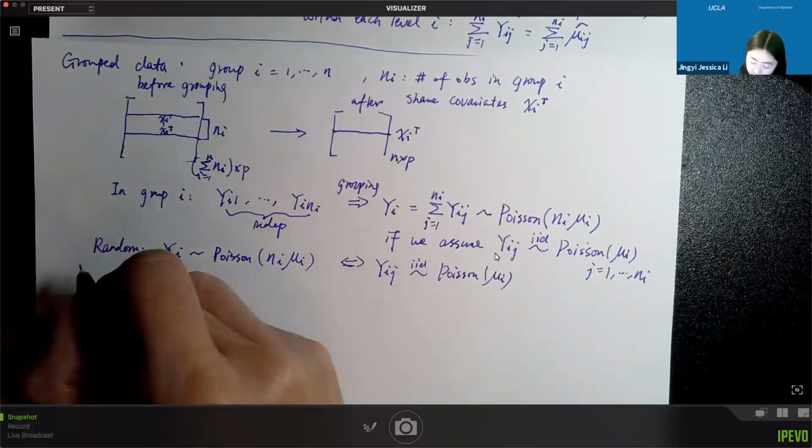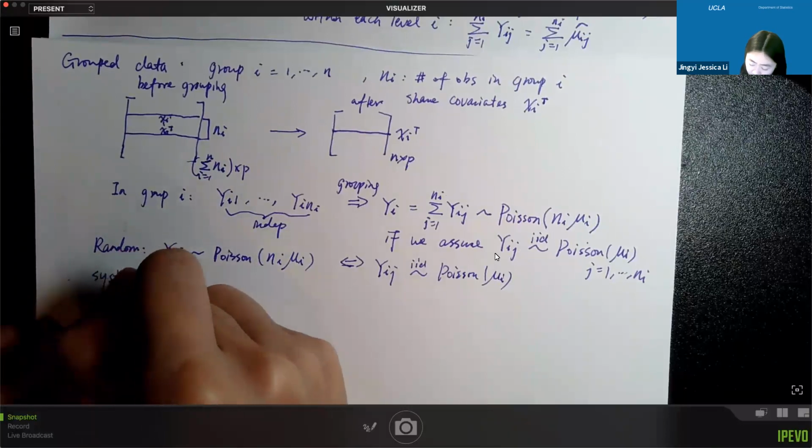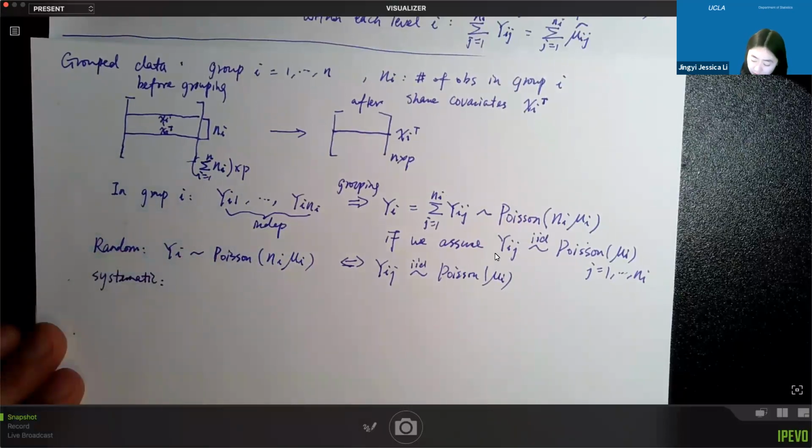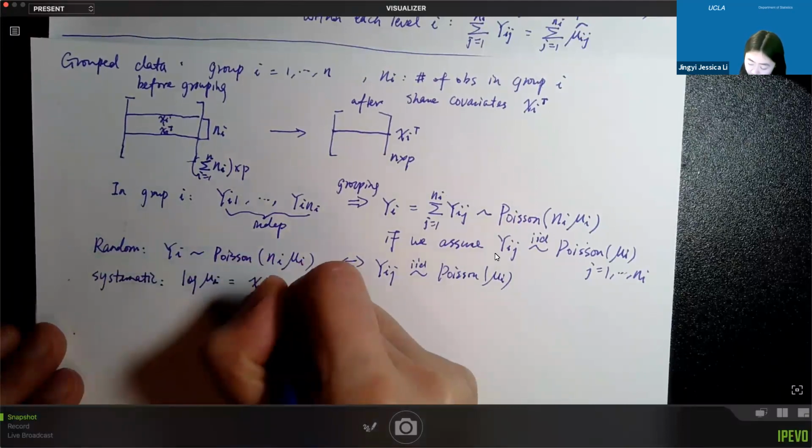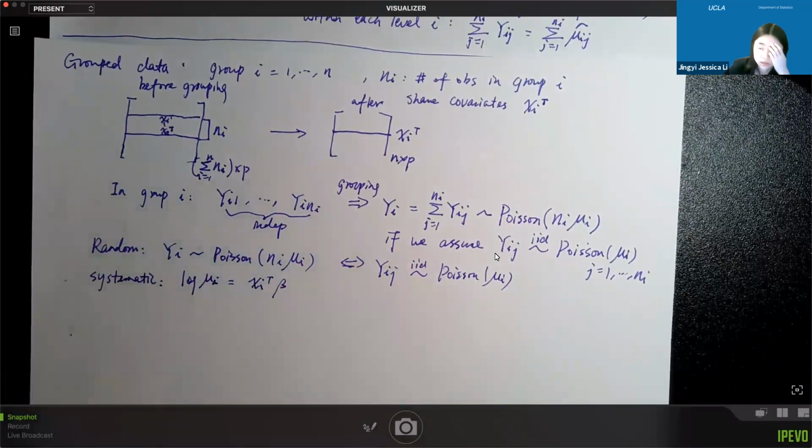And for the systematic structure, I use the same as the one for individual data, so still log mu_i equals x_i transpose beta. This also stays. Okay, that's it. This is the model for group data. Then the question is, how do I estimate the parameters? If I want to estimate the parameters using IRLS, will I get the same beta estimate?